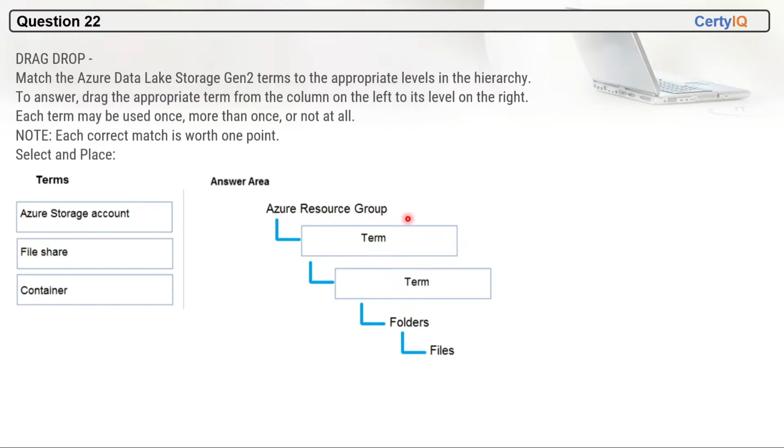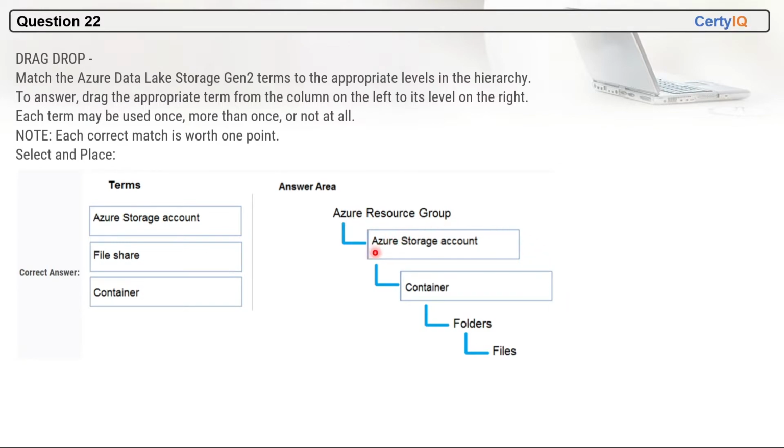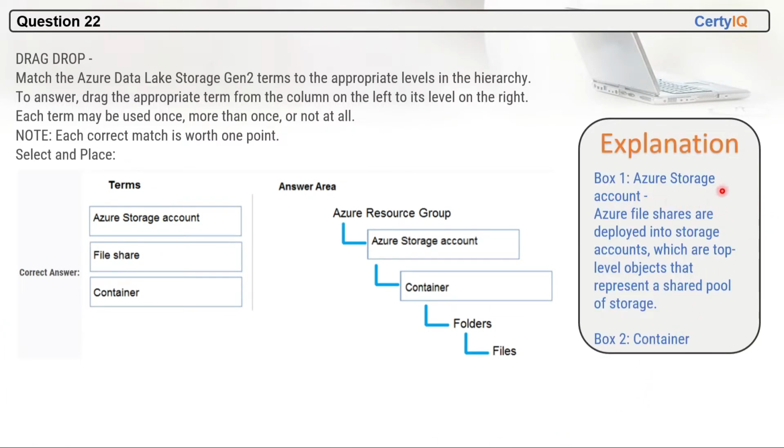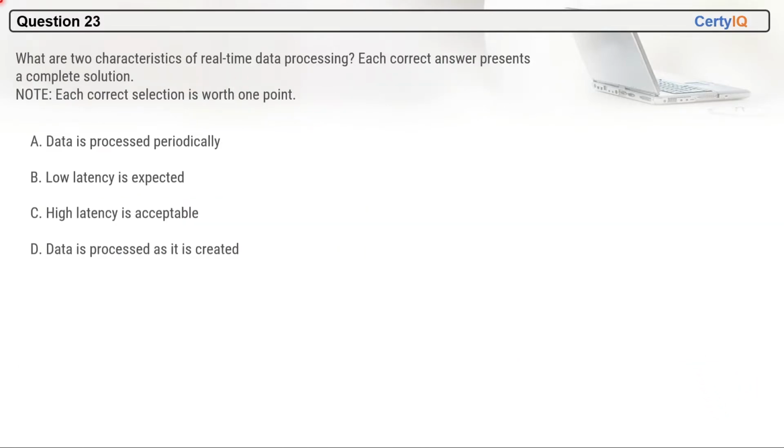So first Azure resource group will be there, and then here we have to drag and choose from these options. So correct will be Azure storage account, and then under Azure storage account we will have container. Under container we have folder and then files, right? So under resource group we have Azure storage account. Under Azure storage account we have container. Under container we have folder and then files. This is the correct answer. Here is the explanation. Azure file shares are deployed into a storage account, which is a top level object that represents a shared pool of storage. Second is container.